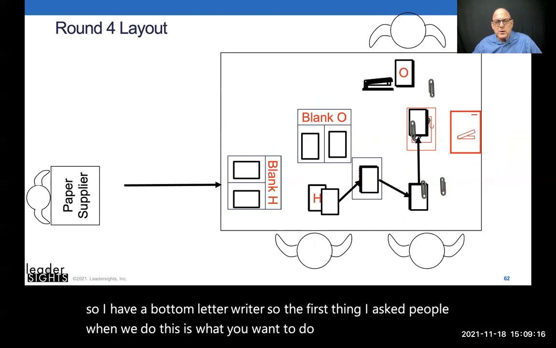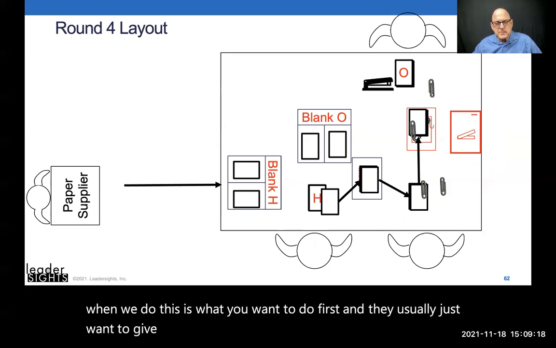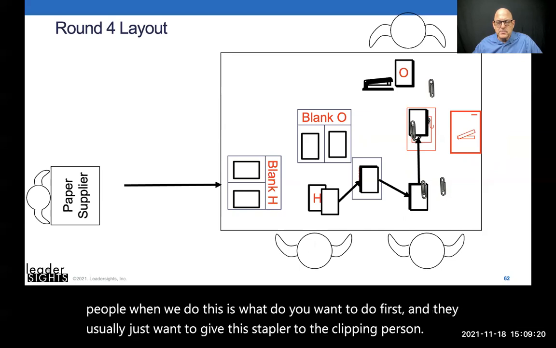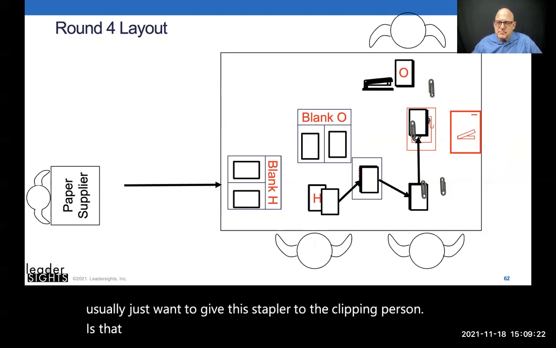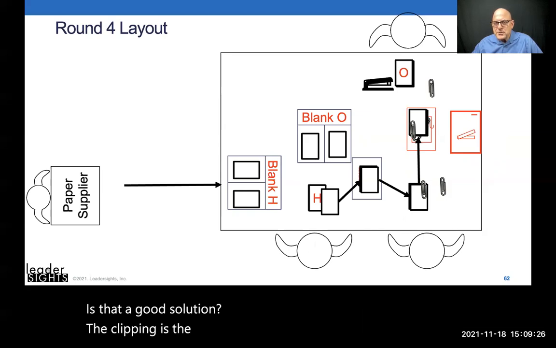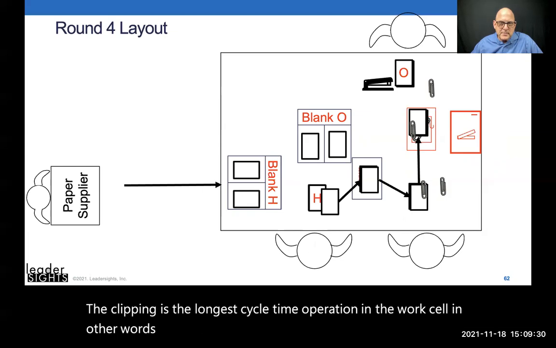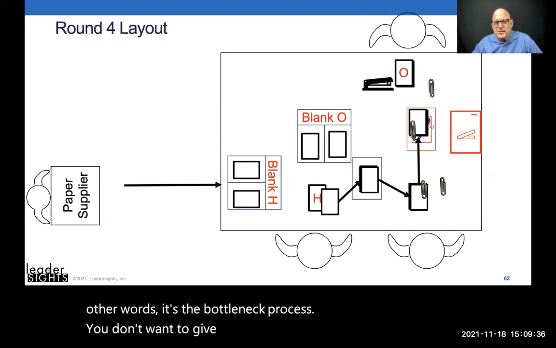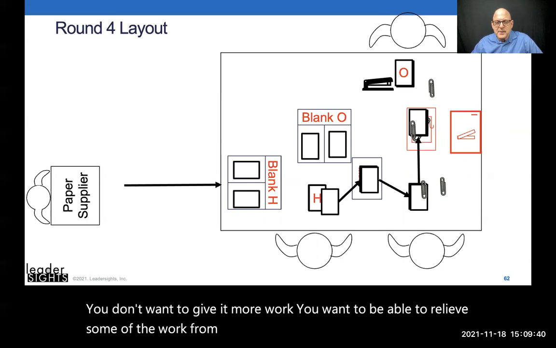And they usually just want to give the stapler to the clipping person. Well, is that a good solution? The clipping is the longest cycle time operation in the work cell. In other words, it's the bottleneck process. You don't want to give it more work. You want to be able to relieve some of the work from him or her.